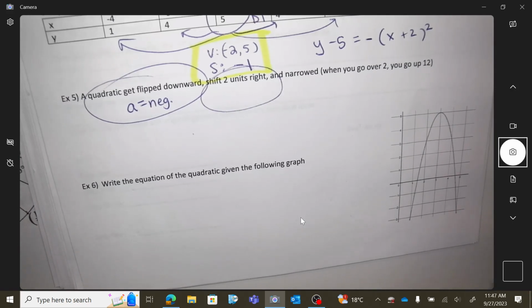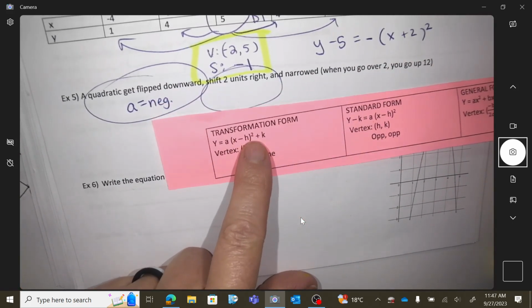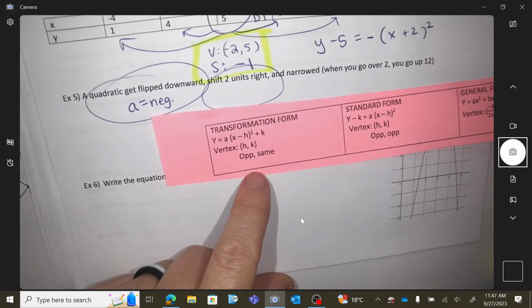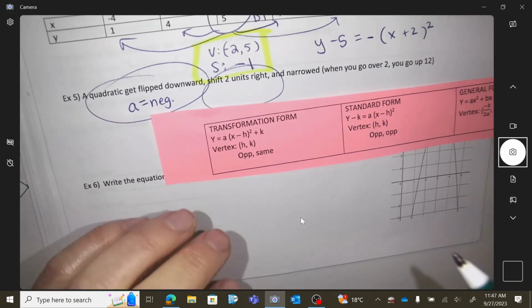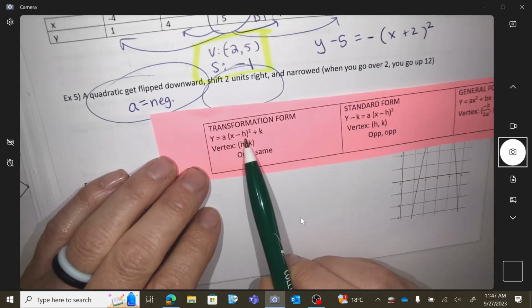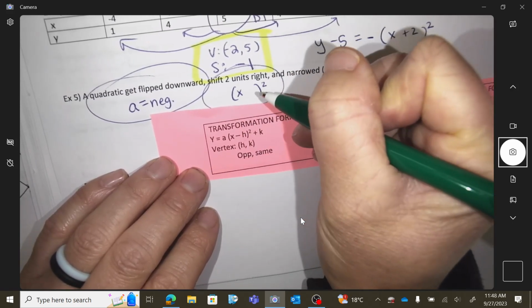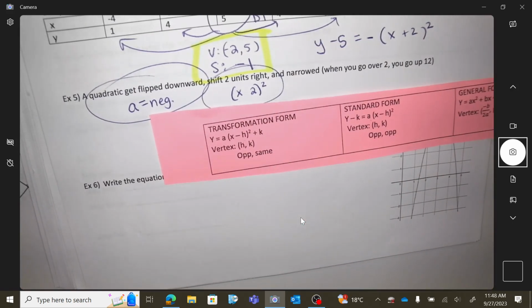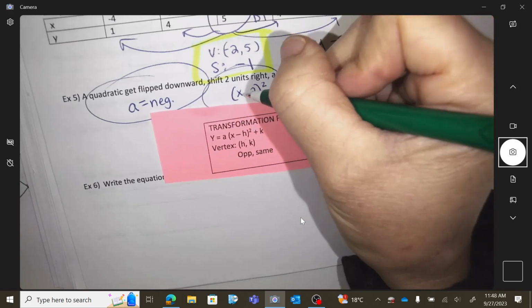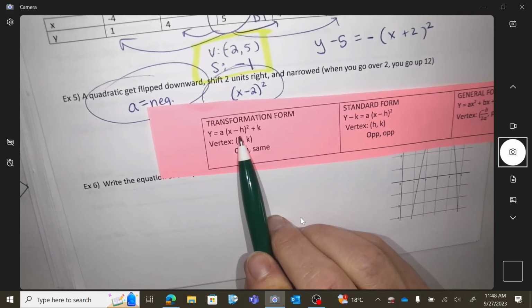So which spot should I change? So we can work in this transformation form. Should I change the H spot or the K spot? Shifting right. Which one does that? The H spot. So I'm going to say, like, in brackets x 2. Would you do a +2 or a -2 to go to the right? Minus, because it's looking at the formula, opposite.